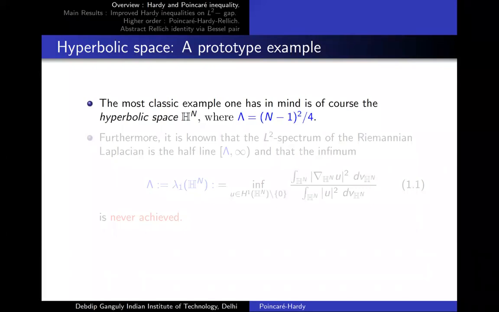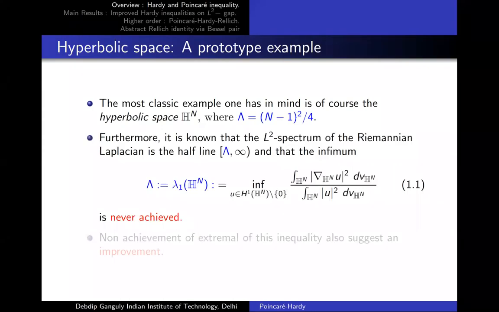The Poincaré constant, you can explicitly compute. This is actually equal to (n minus 1) whole squared by 4. Don't confuse this with the best constant of the Hardy inequality. Hardy is (n minus 2) whole squared by 4. So this is (n minus 1) whole squared by 4.